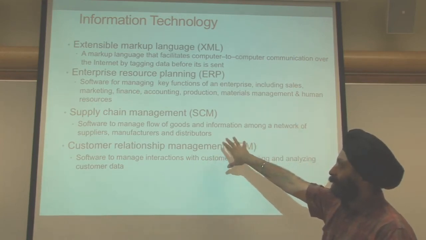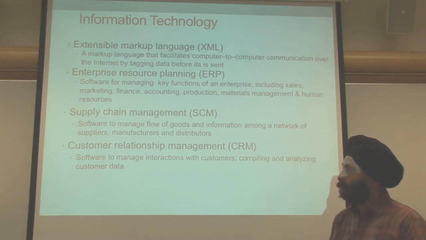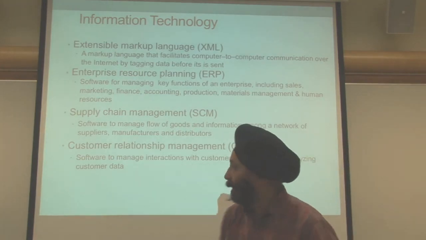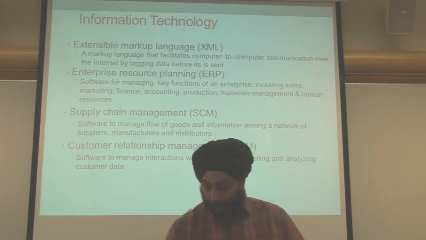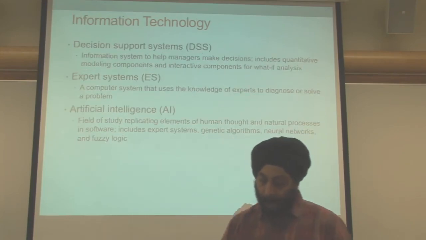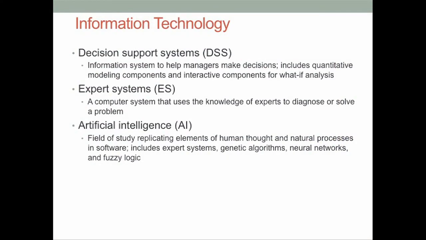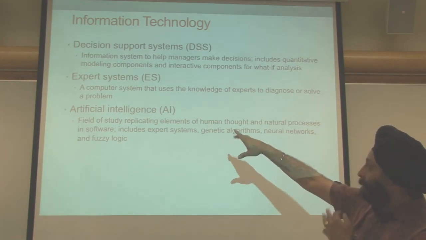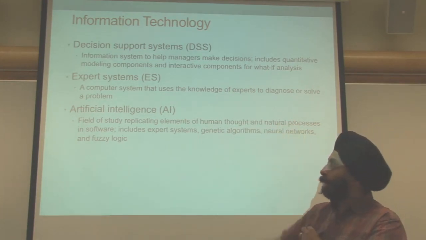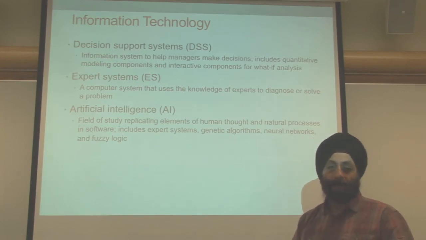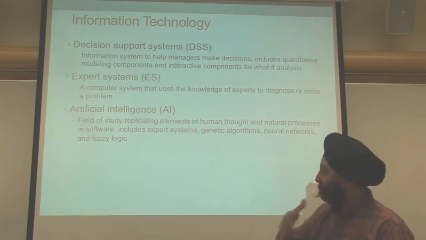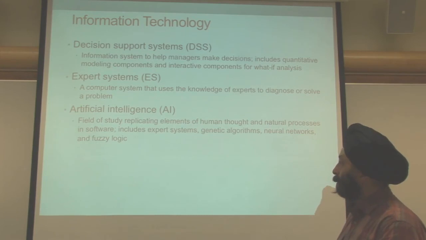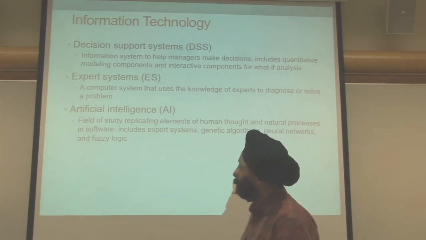Supply chain management, software to manage the flow of information and goods in a network of suppliers, and then customer relationship, which is, again, dealing with the after-sales service as well as product revision and the focus group side. And finally, we have the decision support system, computers helping make decisions based on the data that is provided to them. Expert systems use knowledge of experts and diagnosis to solve a problem. And finally, artificial intelligence, where computers are generating their own knowledge based on certain logic and guidelines that are provided to them through genetic algorithms, neural networks, and fuzzy logic.